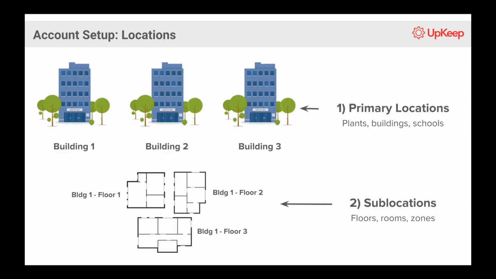Now, as far as the way in which you take advantage of the primary locations and the sublocations, it's really totally up to you. For some of our customers, they might just have one large facility, and within that facility, they might have primary locations, and then within those primary locations, even smaller sublocations. In other cases, you might have multiple facilities, so it would make sense to make those your primary locations, and then all of the areas within those be your sublocations. And you could do it by floors, rooms, zones. It really depends on how your organization and your business is set up.